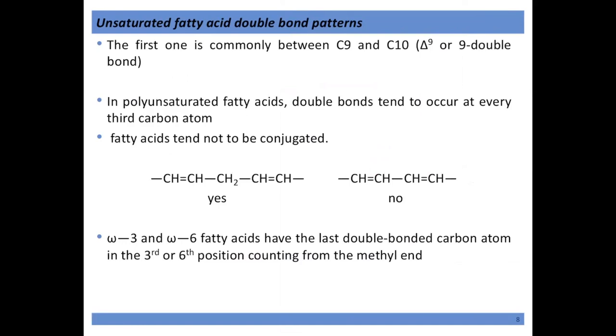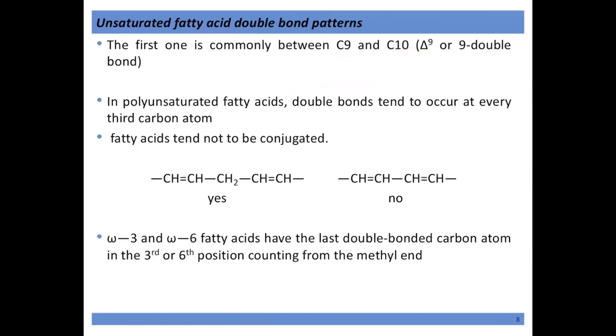And so this is where I was getting tripped up. So the first double bond is commonly between C9 and C10. So what we do is we call that a delta 9 or a 9 double bond. So this is counting from the carboxylic acid end there.